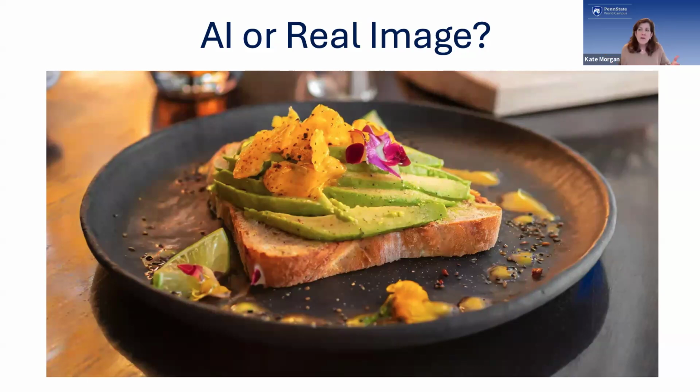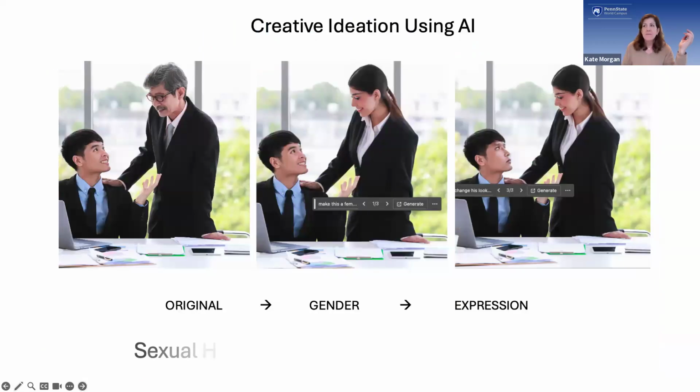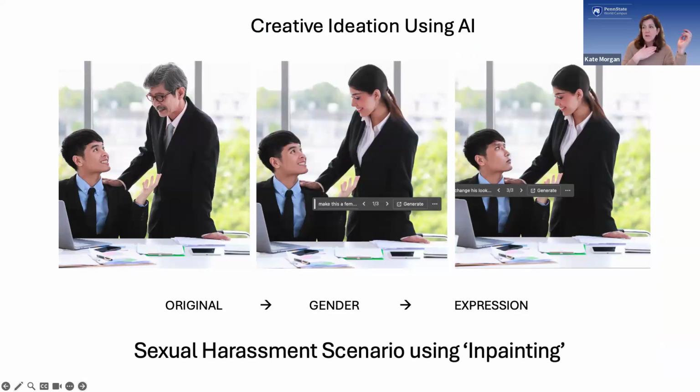And like I said, I picked really good examples to show you, but they're out there. This is how good they are. Yes, wonky is a technical term for AI. So just as you can see, now I'm going to talk to you a little about inpainting and creative ideation.